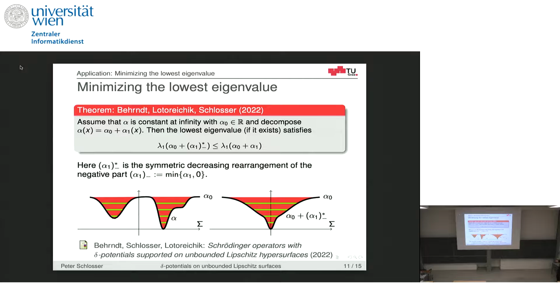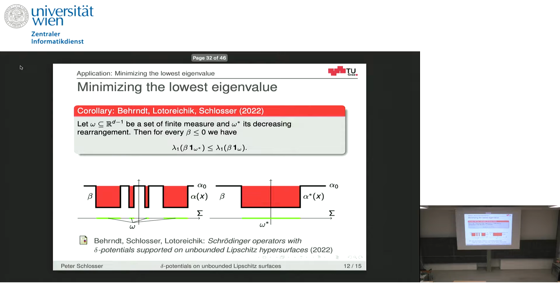Was published in spring this year. And yeah, as a corollary, the first thing where we only had this characteristic function, so when I have this lambda 1 of beta times the square well potential for any omega is larger than the square well potential where I just merge together all this and make an omega star out of it.